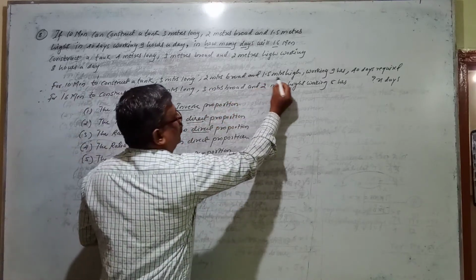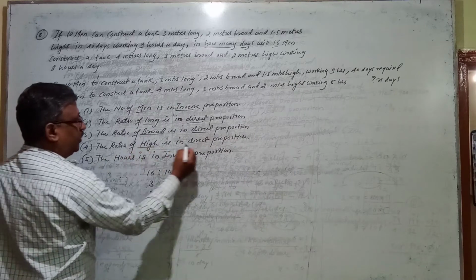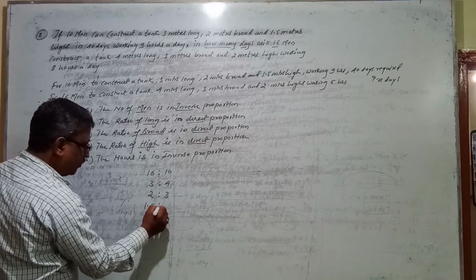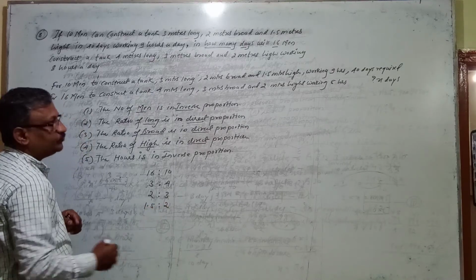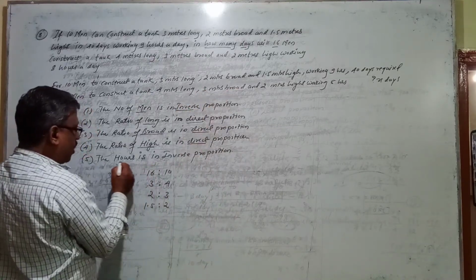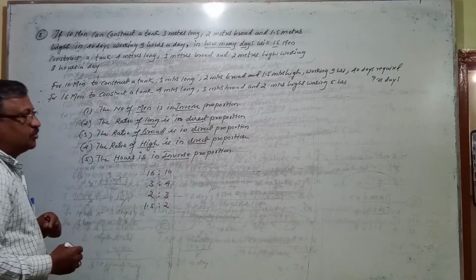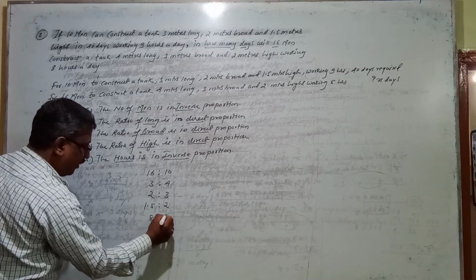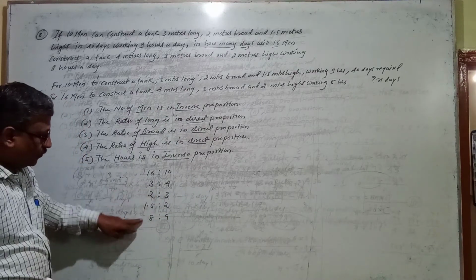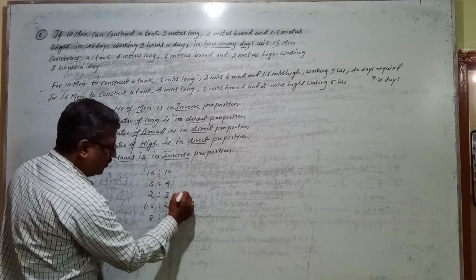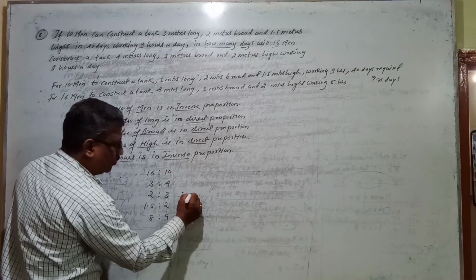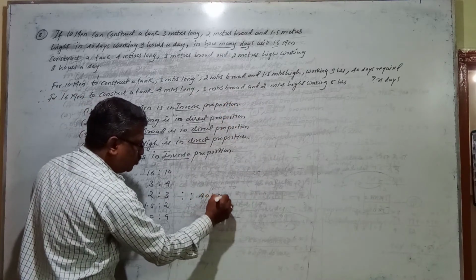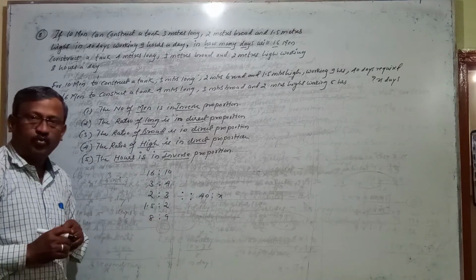Then the ratio of height. Height is also in direct proportion. So it is written as 1.5 is to 2. And the last ratio is hours. Hours are in inverse proportion, so it is written as 8:9. Opposite we have to write 8:9. These are 5 ratios, 1, 2, 3, 4, 5. These 5 ratios we write equal to the last ratio, and the last ratio is always written in direct proportion, as 40 is to x. So this is how you have to put the proportion.